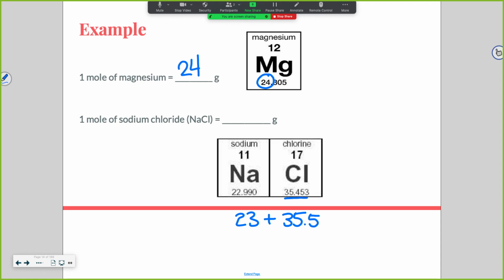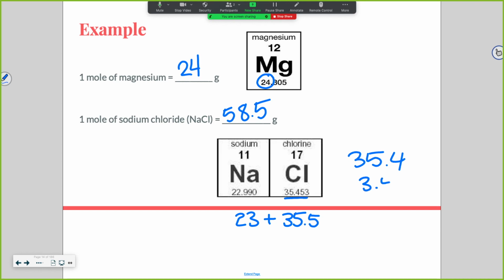Why wouldn't you have done 24.5? If it's a 4 or a 6, 4 would round to 5. If it's anything under 4, go down. Yep, and you'll only see that on a few. But 3 goes down to 0. Good question. All right, then add these together, and what is the mass of 1 mole of sodium chloride? 58.5.